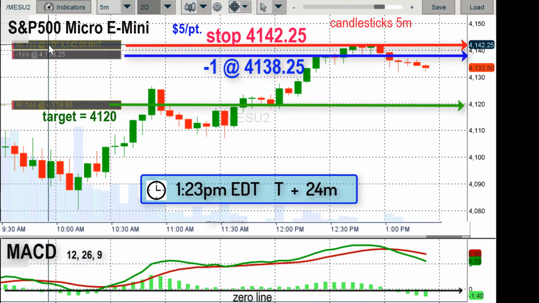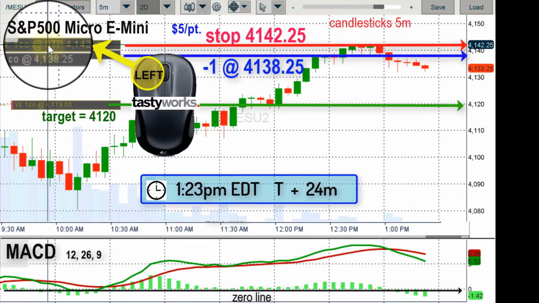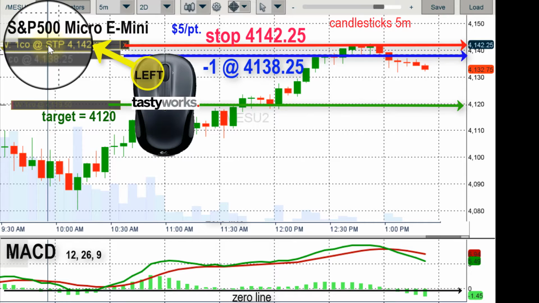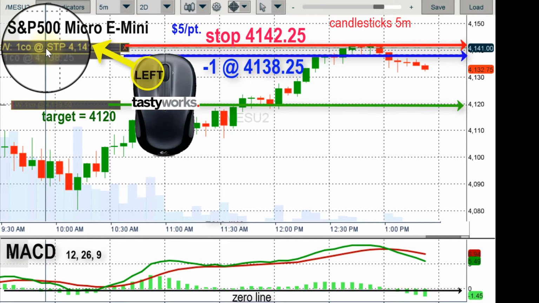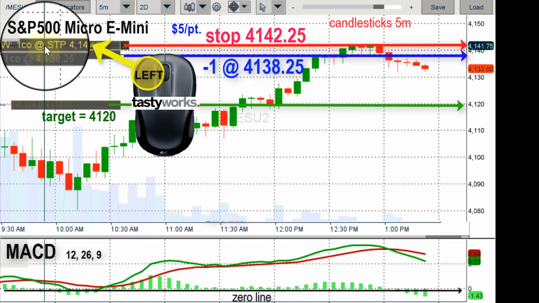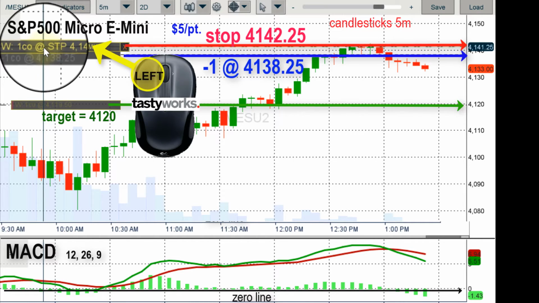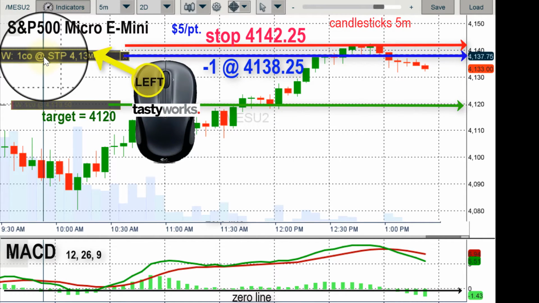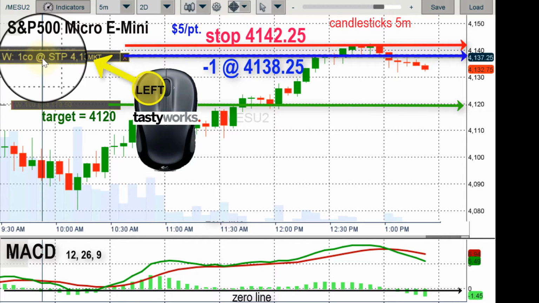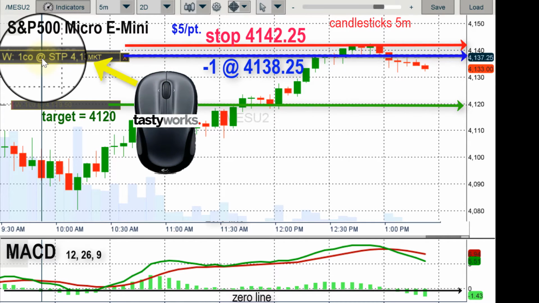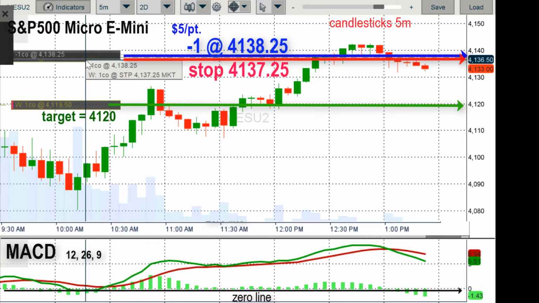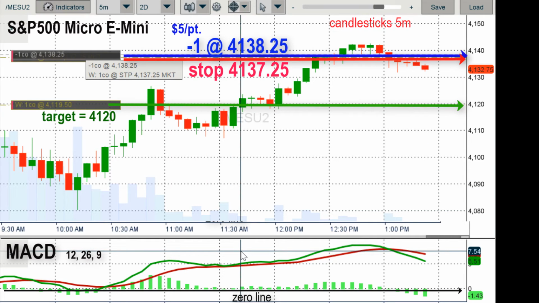Now, moving ahead in time again, I was at 116, remember? Now I'm at 123. We're in the trade for 24 minutes. And I'm grabbing my Tastyworks click and drag mouse here. And I just hold that left mouse button down and grab my stop price up there in the rectangle and pull it down gently. And I'm going to move it down to 1 point below where I entered the trade. That means the worst thing that can happen now is I'm going to make $5.